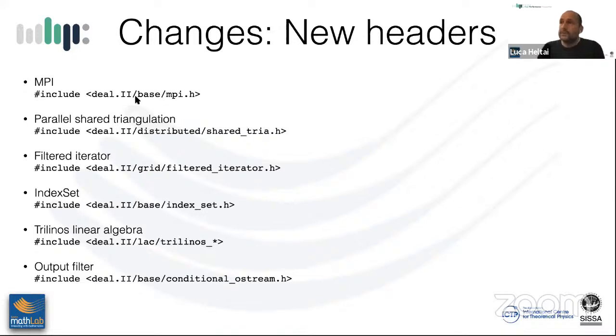We filter this through deal.II in the sense that if you don't have MPI installed, this will define fake entries that will make your code look the same in the serial case or in the parallel case. And this is a parallel shared triangulation. We will use not a parallel shared, but a parallel distributed. So this will be parallel deal.II distributed, parallel distributed read.